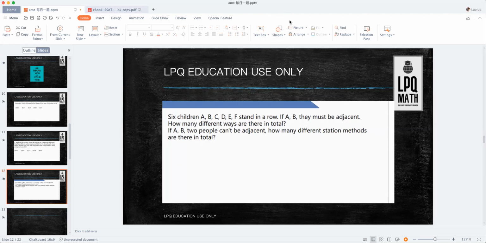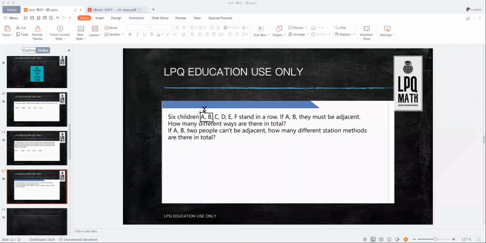Okay, so I'm going to hit the pause and let you think about it. So, because A and B must be adjacent, that means A and B must be standing together. Before, it was 6 children, now how many children are there? There are actually 5 children because A and B are together, right? So how many different ways are there? The first one we can put 5, the second one we can put 4, 3, 2, and 1.